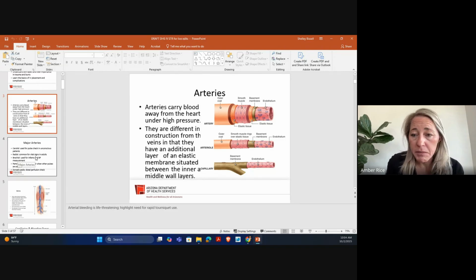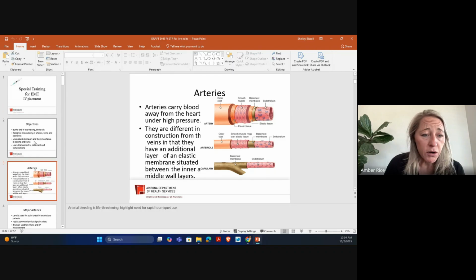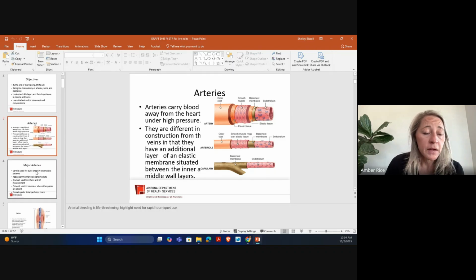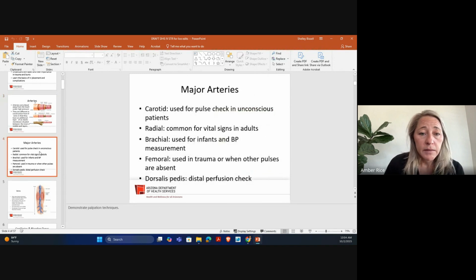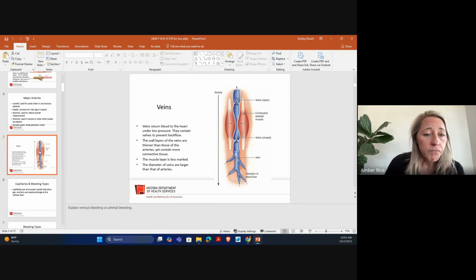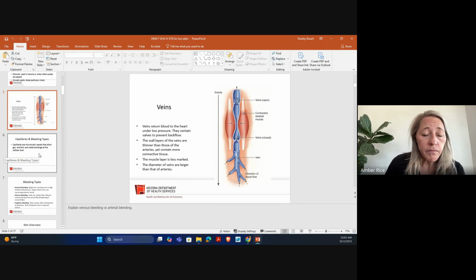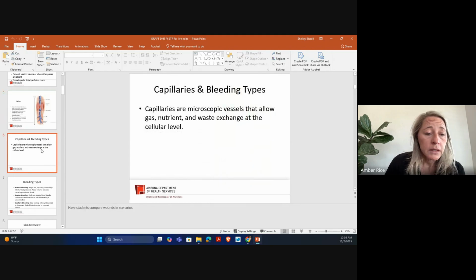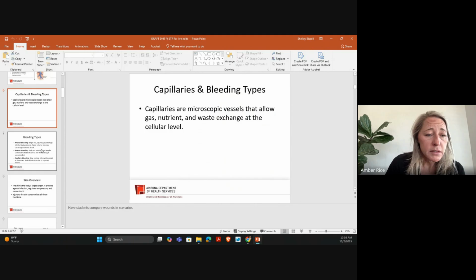So this should obviously be geared towards EMTs. So the level of complexity in this PowerPoint isn't great, and there shouldn't be too much overly medical terminology in here. So there's a couple slides related to arteries and veins. And then some of these PowerPoint slides I stole.